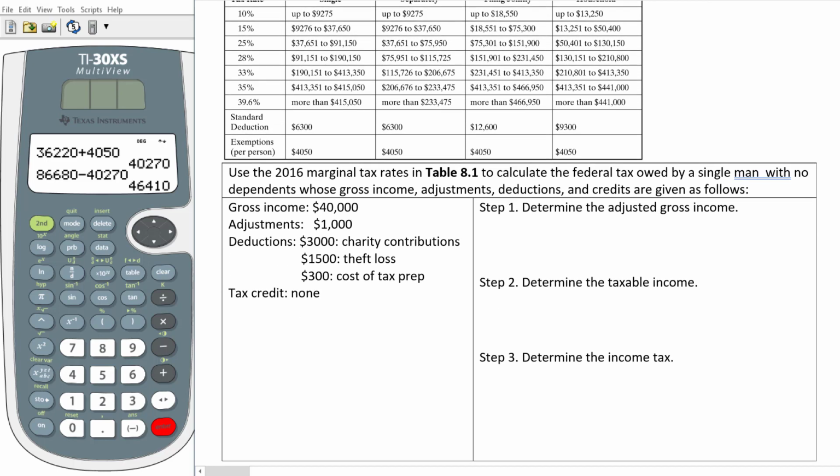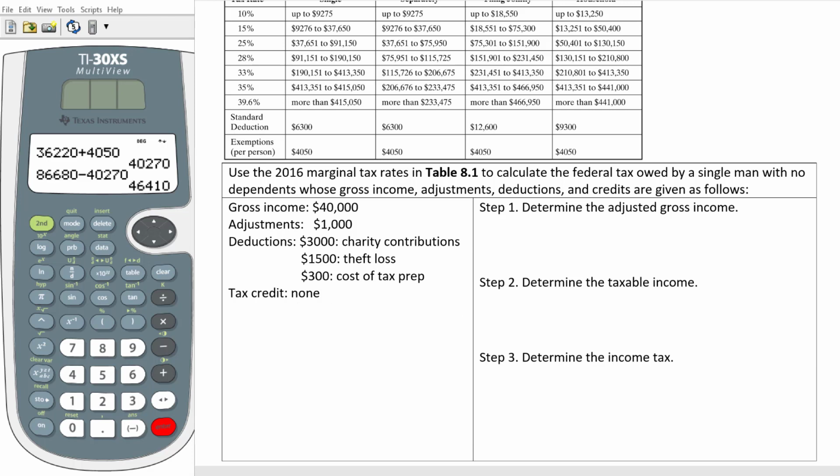So for our example here, we're going to use the 2016 marginal tax rates in the table above to calculate the federal tax owed by a single man with no dependents whose gross income, adjustments, deductions, and credits are given as follows. This single man has a gross income of $40,000. He has $1,000 of adjustments. Then he has some deductions here and no tax credits.